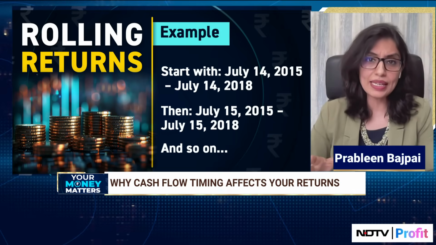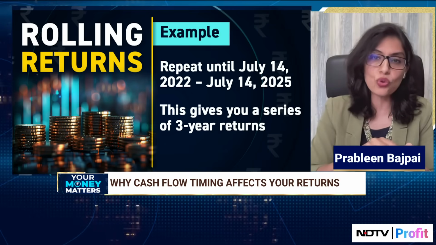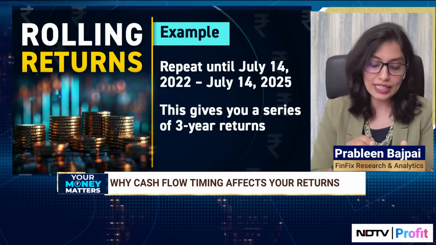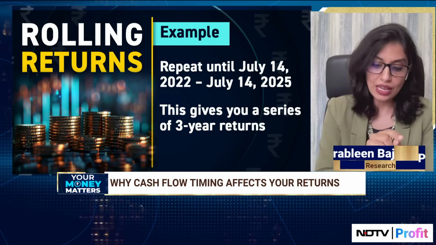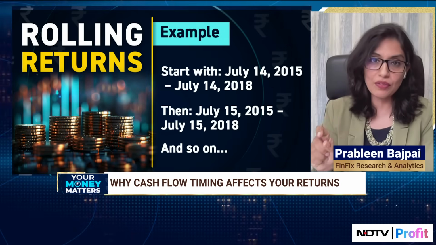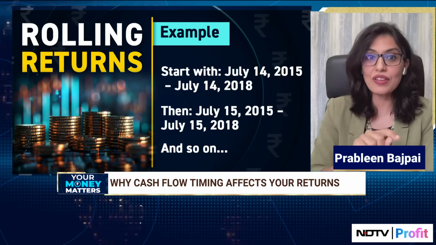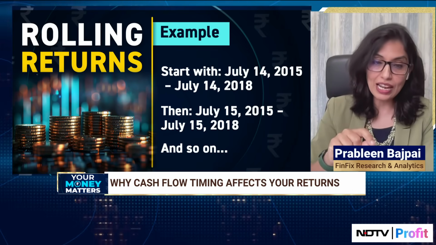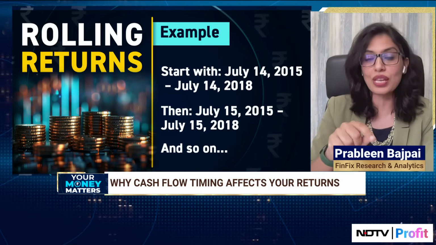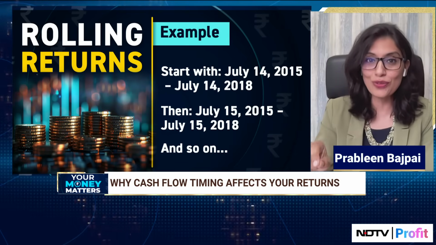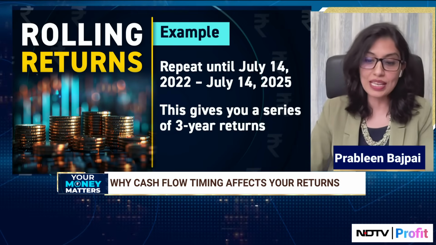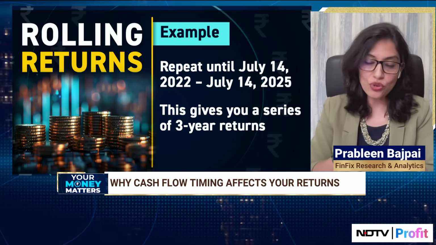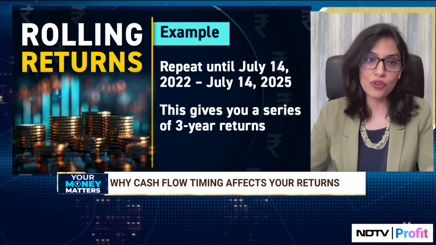Over this 10-year period, if we decide we need to check the returns over a 3-year rolling window, then we will start from 14th July 2015, see what the NAV was, then jump 3 years to 14th July 2018 and calculate the CAGR. Then again, we calculate the returns for 15th of July 2015 to 15th of July 2018. So we are moving just one day at a time, calculating all those returns, and then we put it together. And what we get is the average return over this time period.